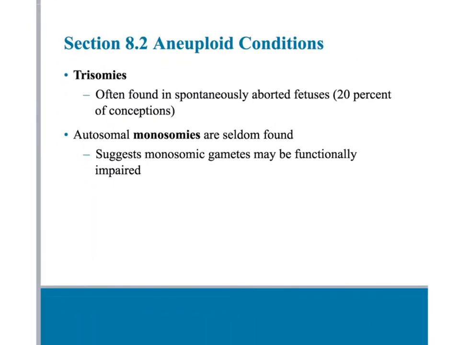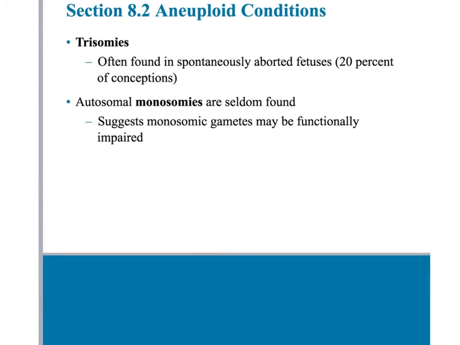So the trisomies are often found spontaneously in aborted fetuses. Again, if the child does have a live birth, minutes after the birth, the child would die. The trisomies account for about 20% of all conceptions. Autosomal monosomies are pretty rare. They're seldom ever found. It suggests monosomic gametes may be functionally impaired and just don't ever turn into a viable embryo.